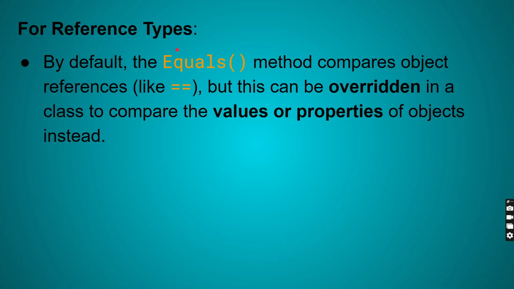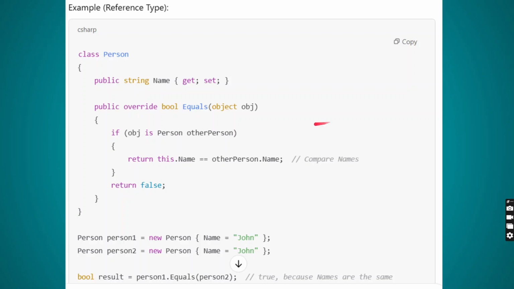For reference types, by default the equals method compares the object references like the equality operator, but this can be overridden in a class to compare the values or properties of the objects instead. We'll see that in code.